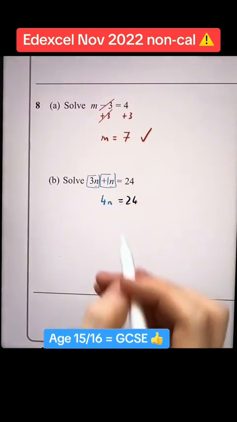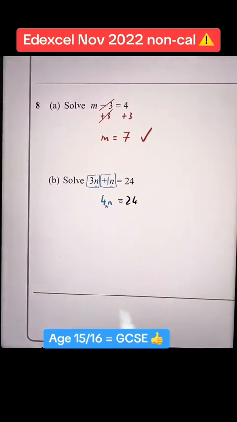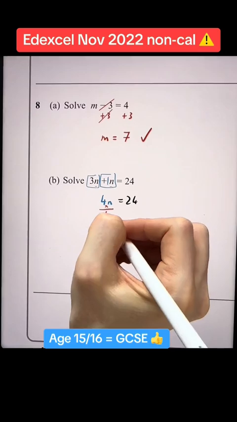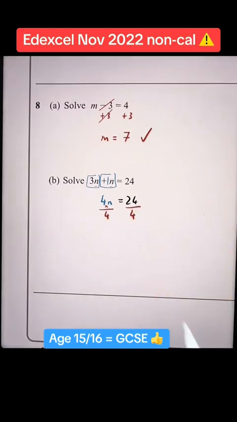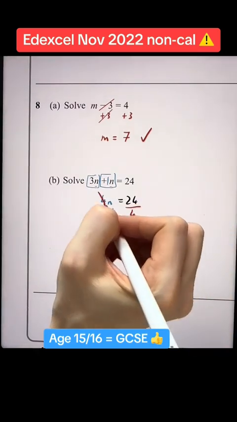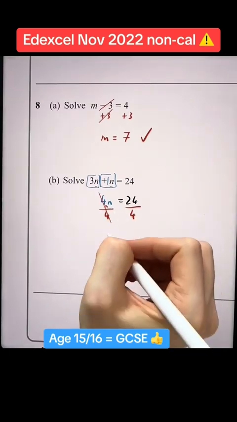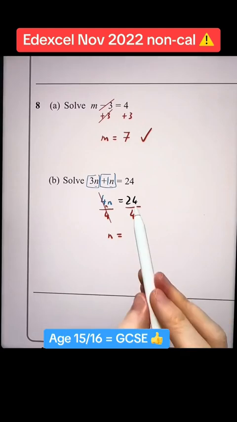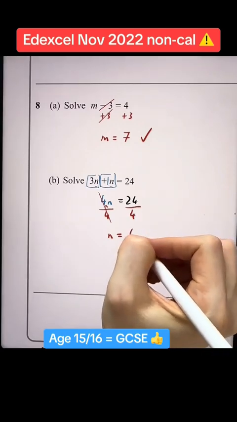4n in algebra, a number in front of a letter means to multiply. So 4n means 4 multiplied by n. As I want to get the value of single n, the opposite of multiply by 4 is I'm going to divide both sides of my equation by 4 to keep my equation balanced. On the left-hand side, 4 over 4 will cancel to leave us with single n, which is exactly what I want. And on the right-hand side, 24 divided by 4 gives us 6.